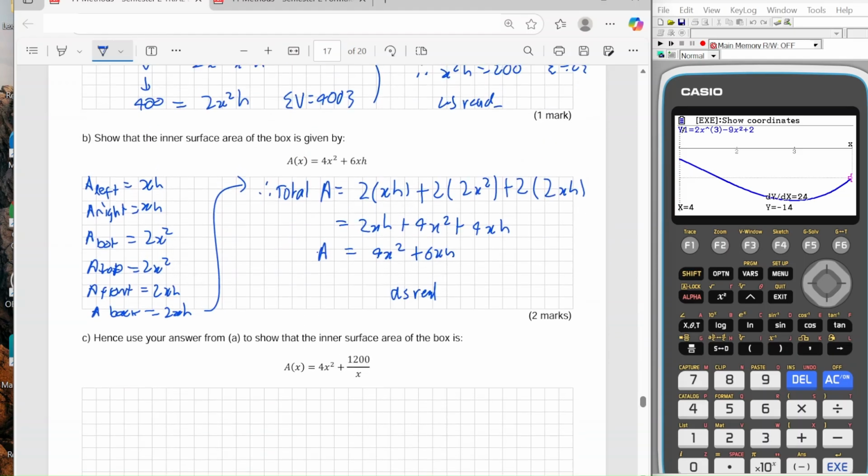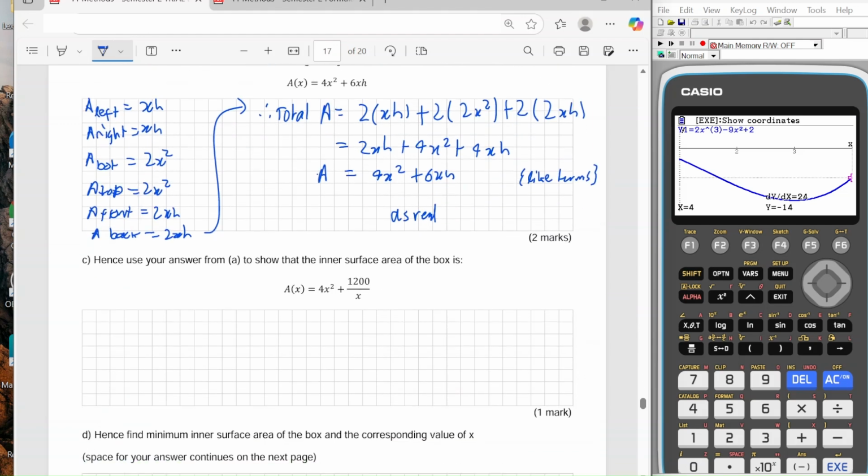Now you might have something like extra explanation there. I'd get to the end of the exam if I was you and then go back and add in all your extra explanations. So we're going to go area is 4x squared plus 6xh.